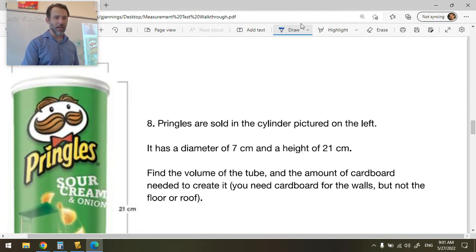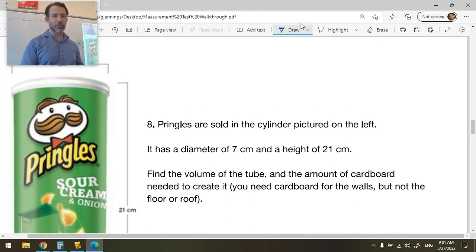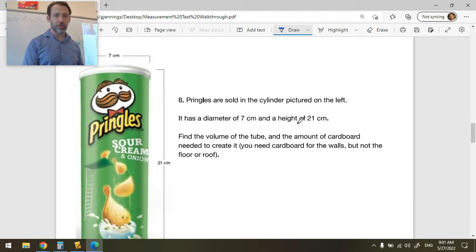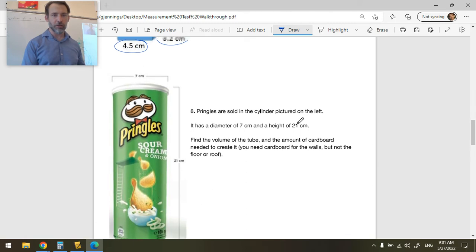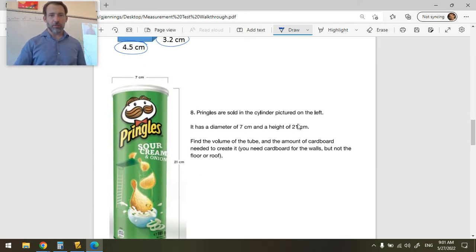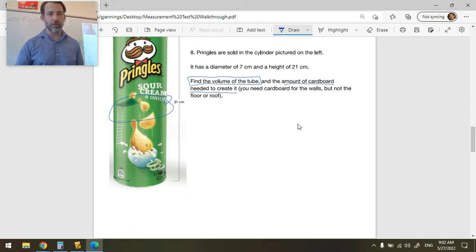Now, the Pringles can. The Pringles can was an interesting question. Some people were able to really have some great thinking about this question, and others got stuck on a few common problems. First problem is read the question carefully. We need to find the volume of the tube, and we need to know the amount of cardboard needed to create it. And where do we need cardboard? Just for this part around here, not for the top and bottom. We don't need that cardboard. We don't need the cardboard at the bottom either. Those are made out of tin. They're not made out of cardboard.